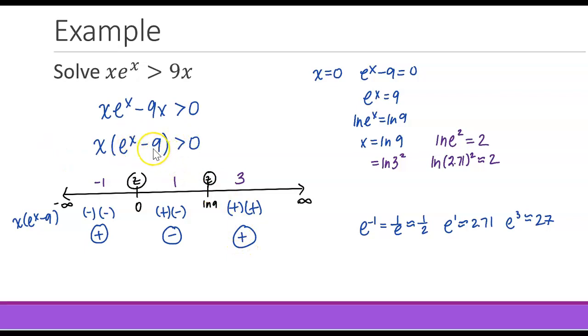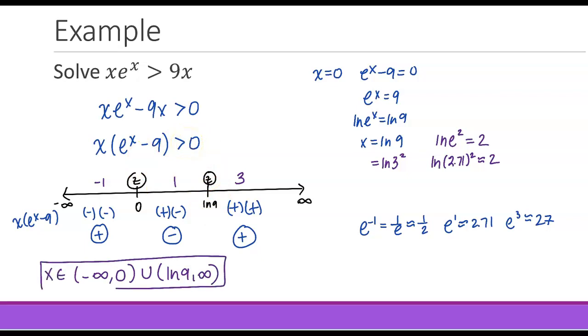We wanted our positive intervals here, so we're going to say that our answer extends from -infinity to 0, not including 0, because I want to be greater than 0. This is equal to 0. And everything from natural log of 9 to infinity. I don't want to include natural log of 9. Again, I want to be greater than 0 only. So this is my solution set.